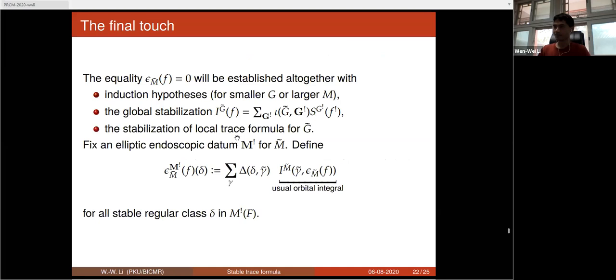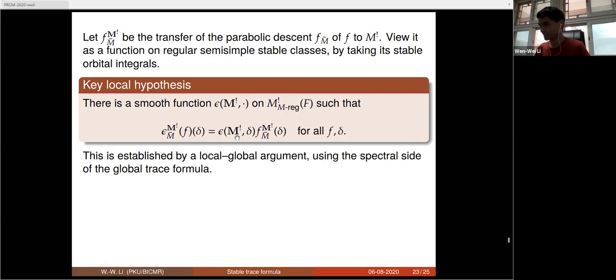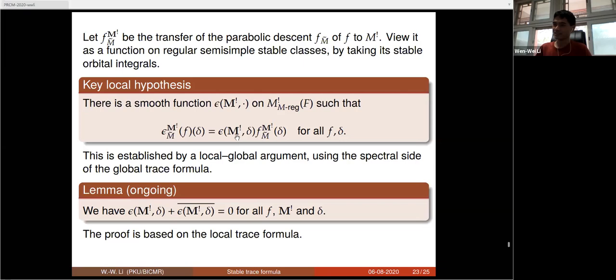The local hypothesis itself is also done by a local-global argument using a spectral side of the global trace formula. So the ongoing lemma says this vector epsilon is somehow imaginary. So the proof is based on local trace formula.